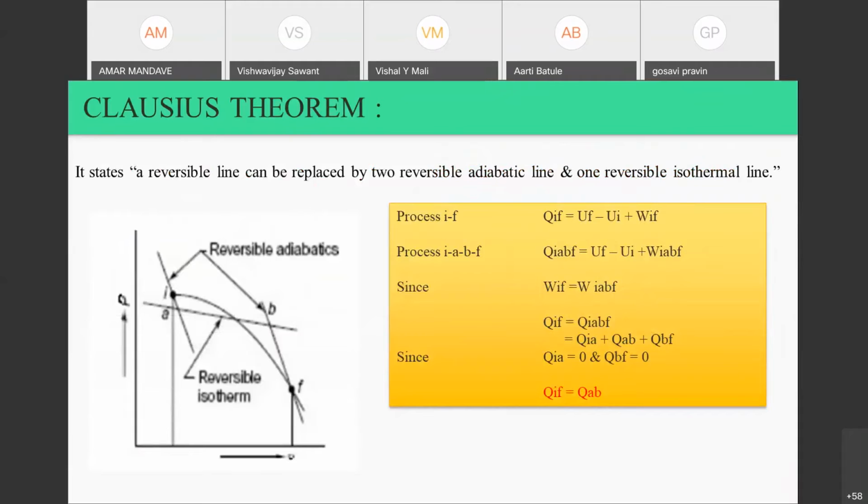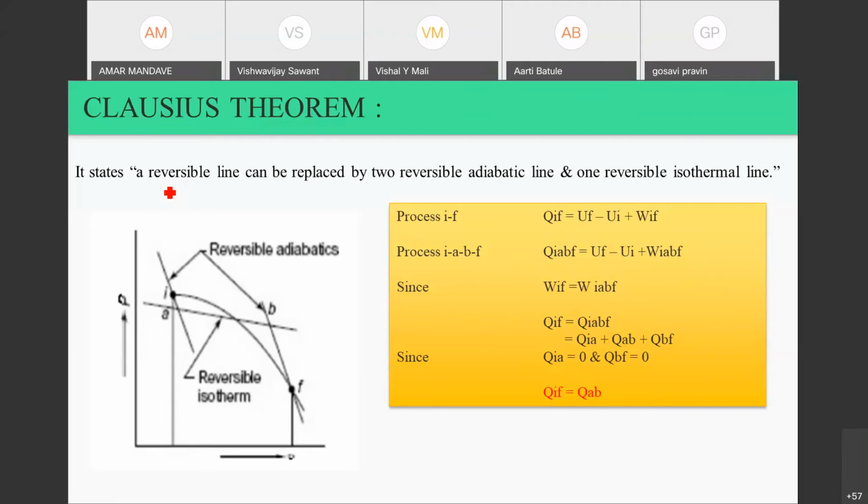To find out the actual amount of entropy and how to calculate entropy, Clausius gives us the theorem, which provides the equation for the calculation of the entropy of a system. So the next point is the Clausius theorem.